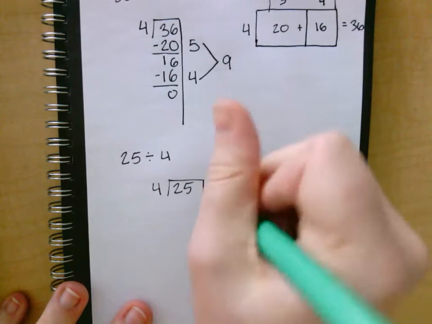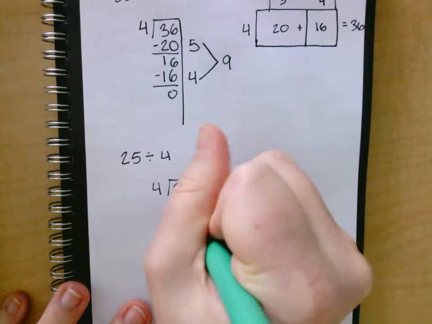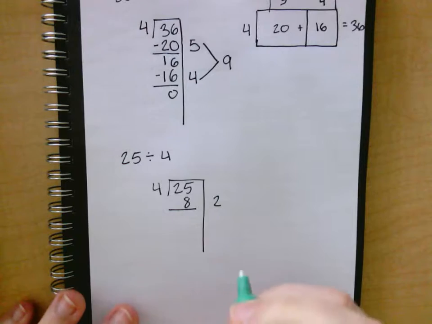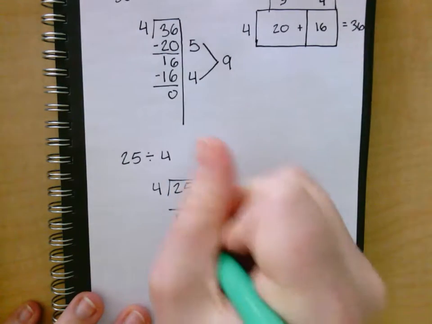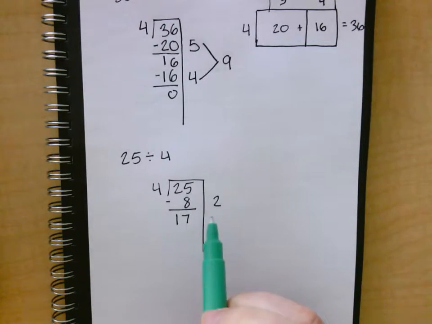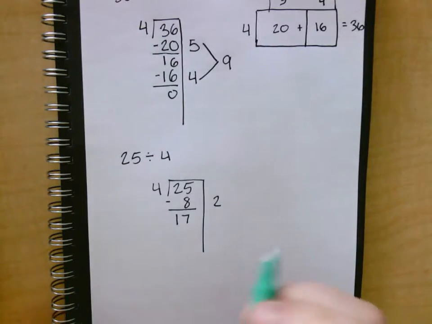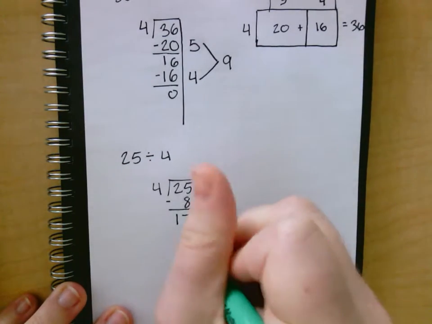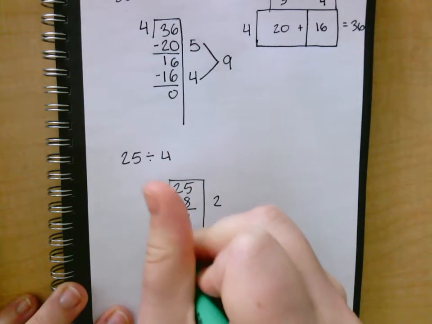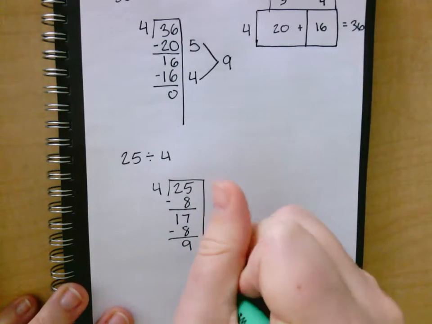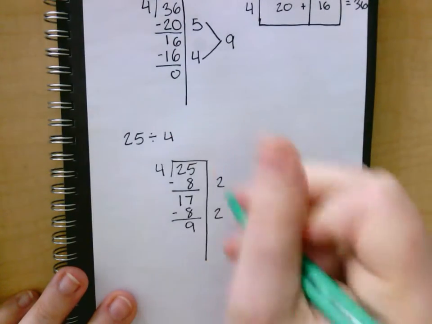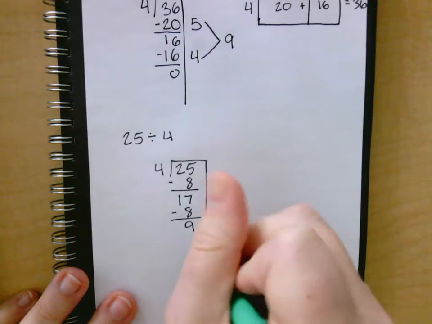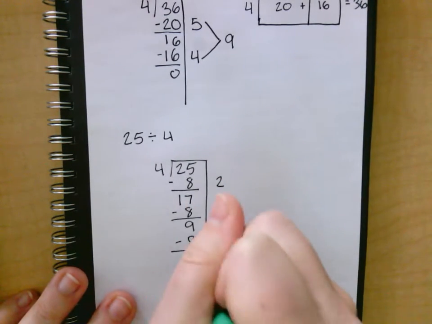So I'm going to say, ooh, 4 times 2. I know that 4 times 2 is 8. So when I subtract that, I get 17. So I have more numbers that I can do, so I'm going to do it again. I know 4 times 2 is 8. I'm going to subtract, and that gets me 9. And then I'm going to do it again because I know 4 times 2 is 8. Subtract, and I get 1.